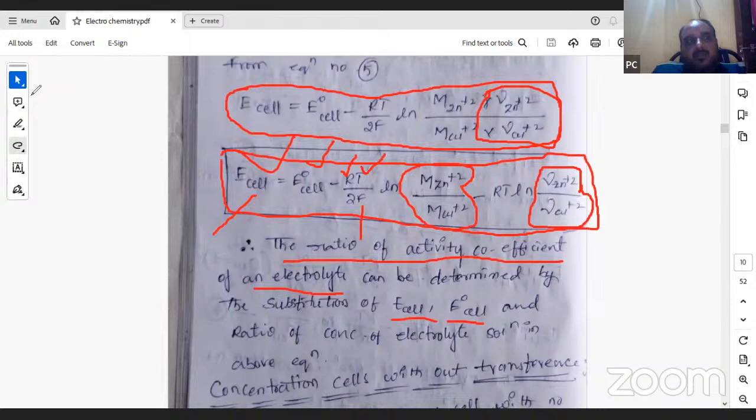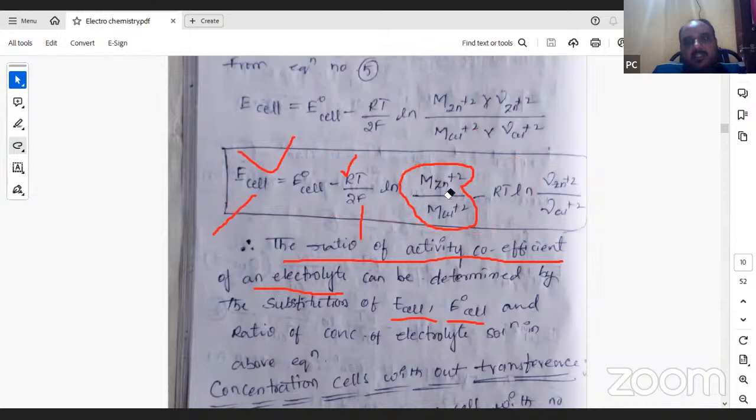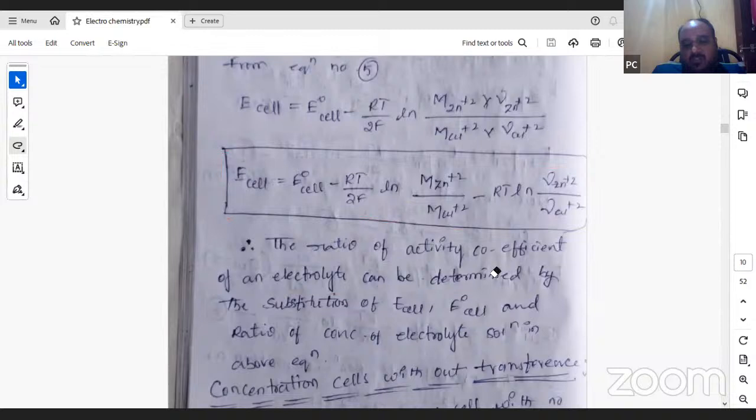The overall conclusion with these chemical cells with transference, the activity coefficients ratio can be determined. So that is the usefulness of construction of chemical cells with transference.